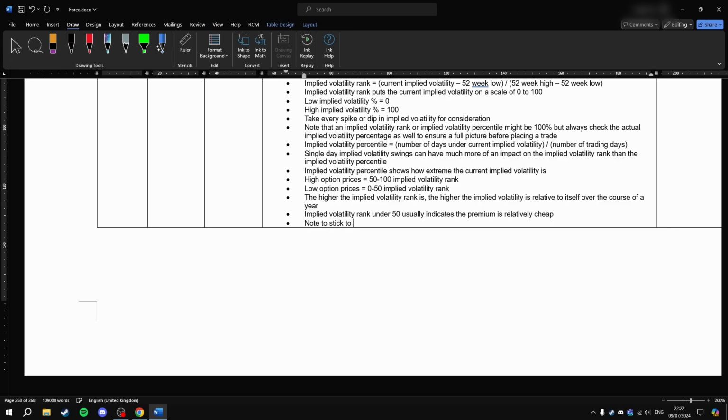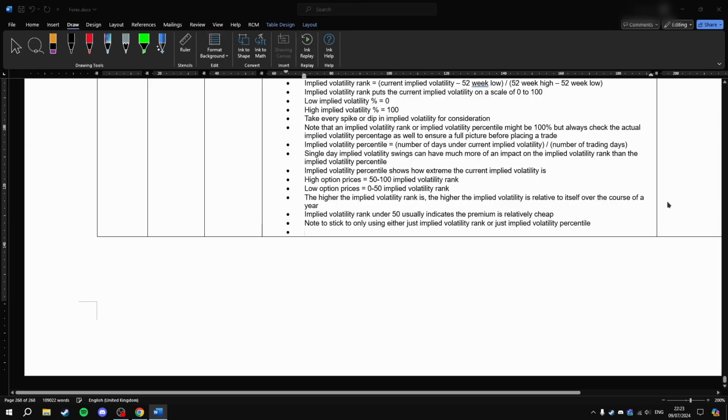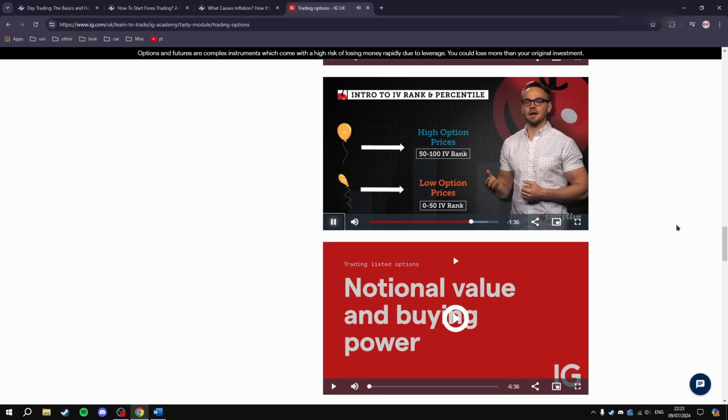Note to stick to only using one of either just implied volatility rank or just implied volatility percentile. If we switch from IV rank to IV percentile consistently, it makes it harder for us to see the tide of implied volatility and how it changes.